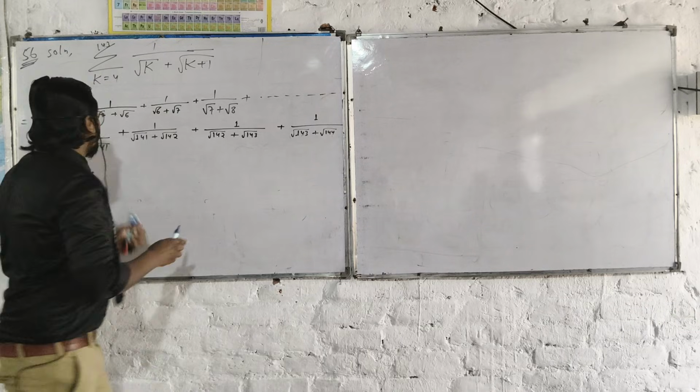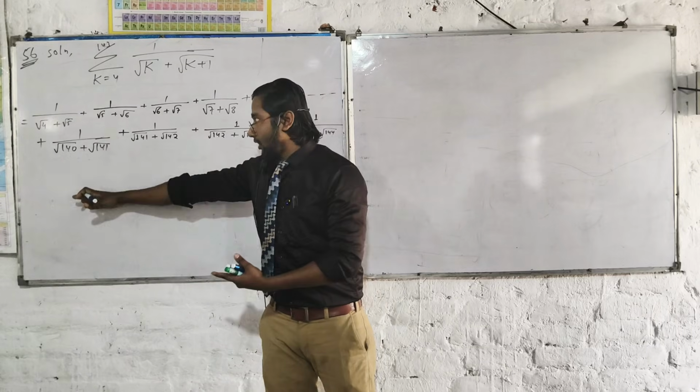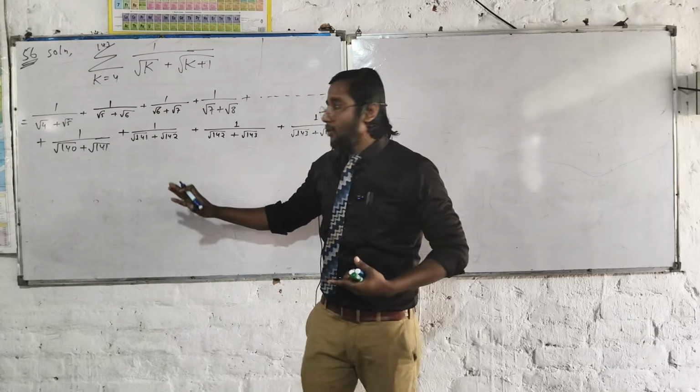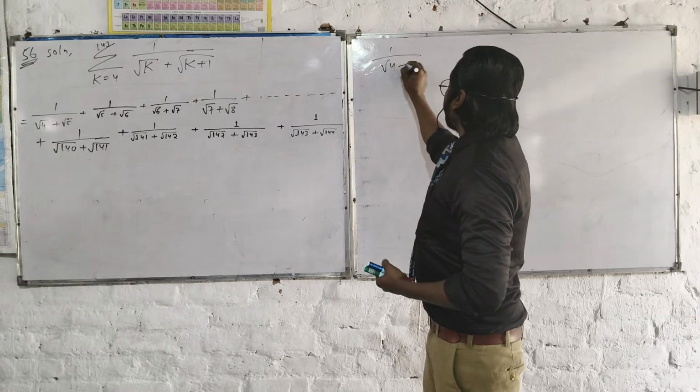What is the first term we have? The first term we have, I'm going to do directly. I'll not just write things here. I'll do it directly. Please try to understand. The first term we have is 1 by root 4 plus root 5.